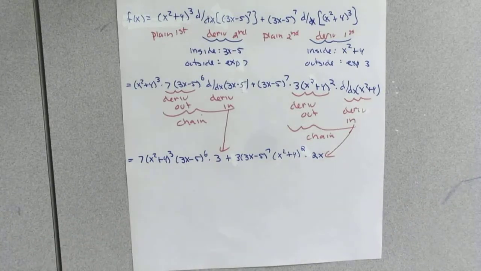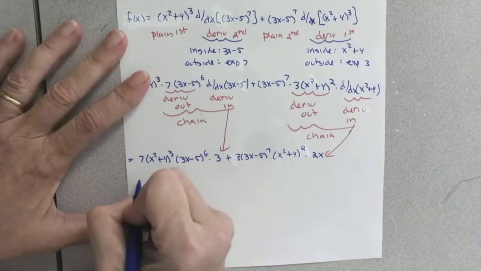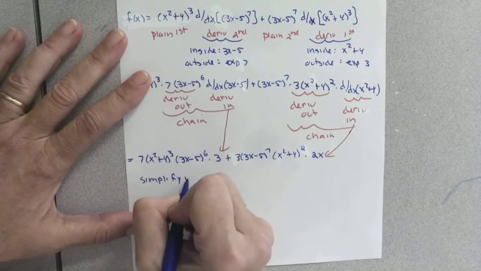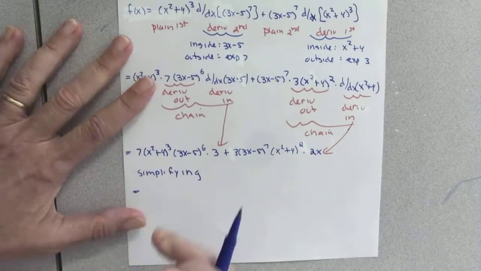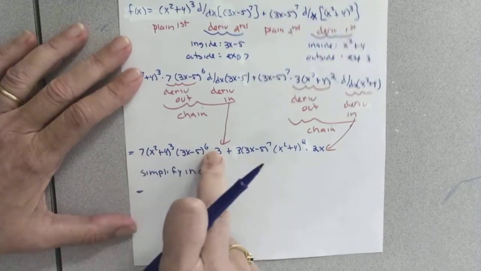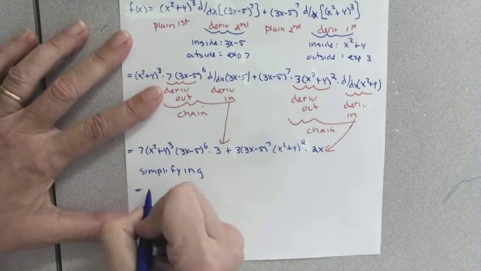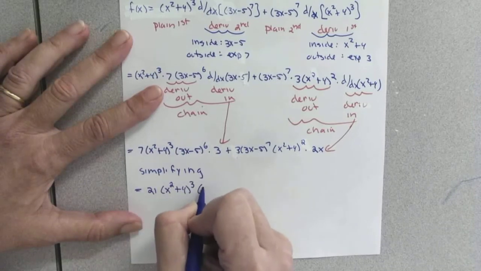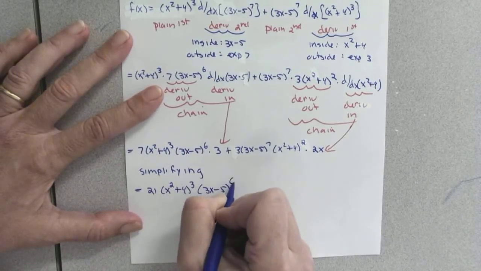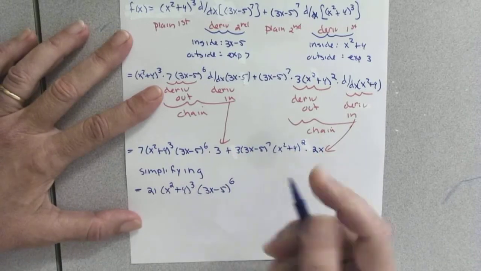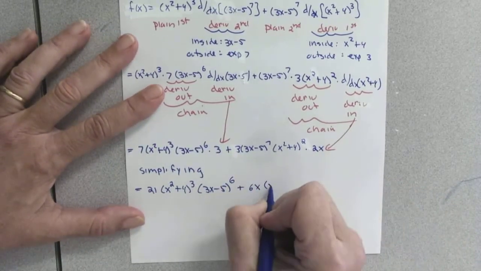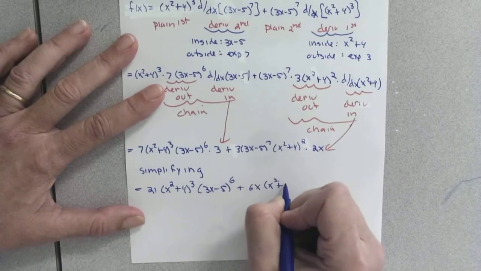Okay, simplifying. And we do want this thing simplified. Some easy steps first. 3 times 7, 21. So I've got 21, x squared plus 4, quantity cubed, 3x minus 5 to the 6th. And 3 times 2, 6, and I'll bring that x up front. And I'm just going to reorder a little bit.